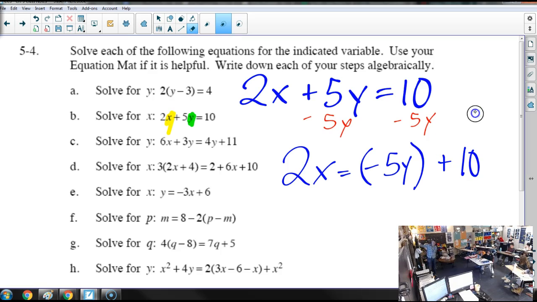So please think through this with me. I see some people not thinking. I can tell because you're just looking around the room. We subtracted 5y from both sides. We have a negative 5y over here now and 10, because I can't actually take 5y away from anything over there. Does this make sense? Yeah. Okay, how is that the most simplified? It's not. We're not done.